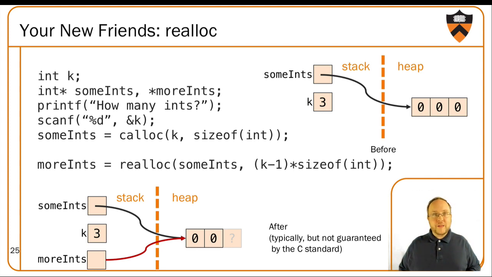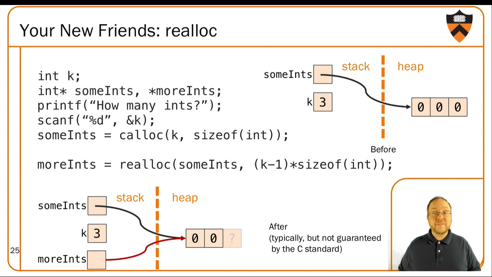So, a little tricky if you have already fallen in love with calloc. You have to know at least a little bit about what we can and can't assume with malloc, because realloc does the same. In this version, we have k minus 1, so we're decreasing the number of ints. And this is what most typically will happen after that, but it's not guaranteed by the C standard.